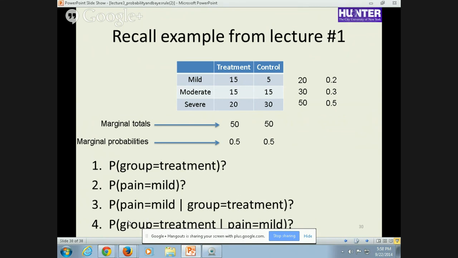And the probability that an individual is in the treatment group given that they have reported mild pain? Yeah, 15. Conditional on mild pain narrows you down to this row, so it's 15 out of 20. If all of this makes sense to you, then you'll probably have no problem applying Bayes' rule and calculating PPV and NPV.